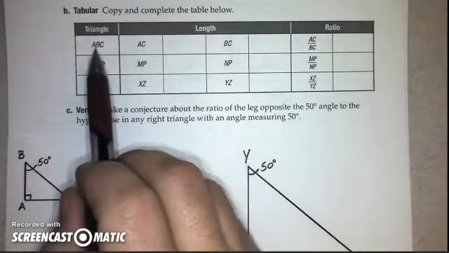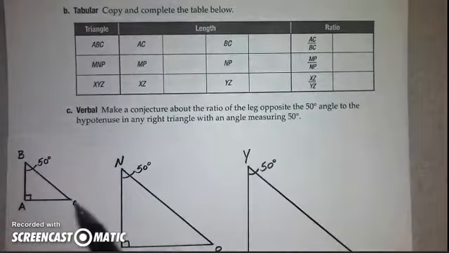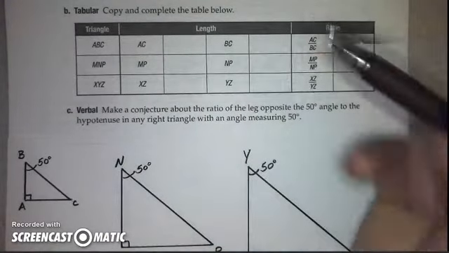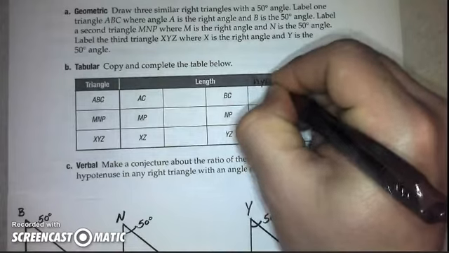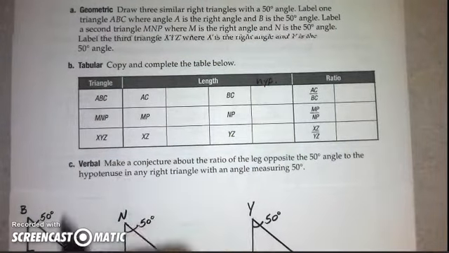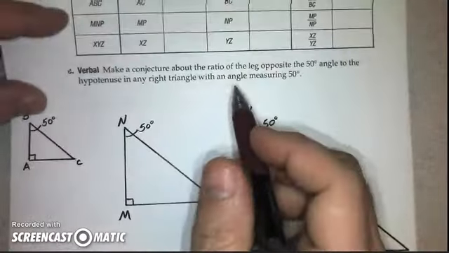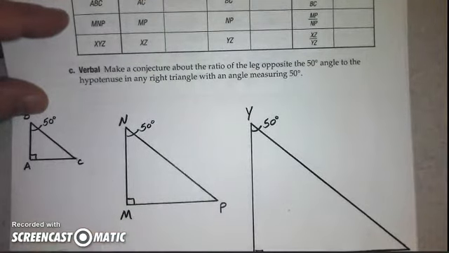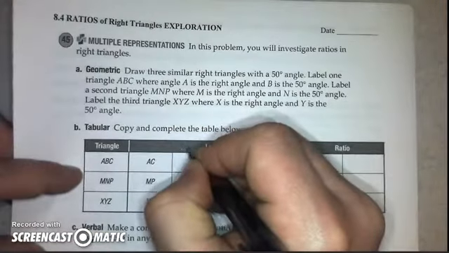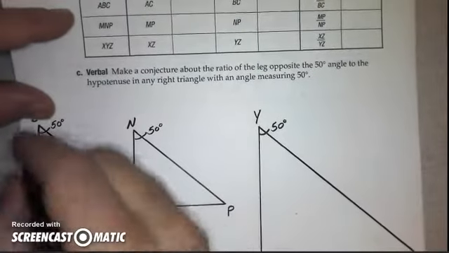You'll notice for triangle ABC, you're going to measure AC and BC. BC is the hypotenuse. And AC is the side that is opposite the 50-degree angle. So we're looking at the opposite side compared to the hypotenuse each time. So I want you to measure those with a ruler.